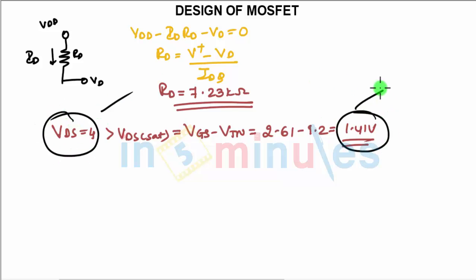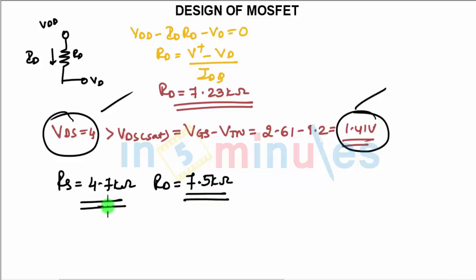That means what we have done is right, and the standard value for RS is 4.7 kilo ohms, and for RD, since it is mentioned that you find the standard values, it will be 7.5 kilo ohms. You always take the nearest standard value. In this case we are taking the higher standard value, which is 7.5 kilo ohms. This is how we have designed the circuit for the N channel MOSFET.